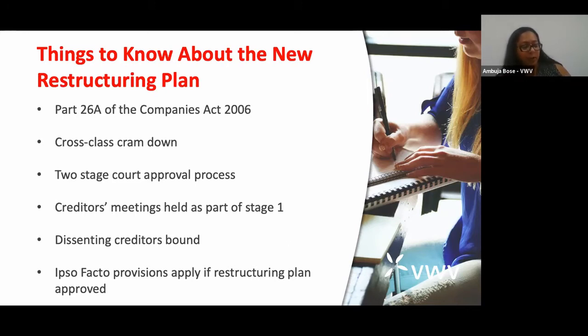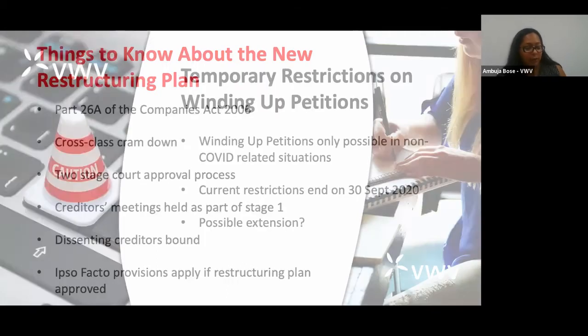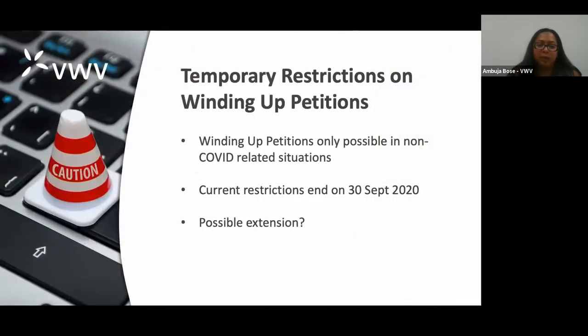The next thing I'm going to talk about is the temporary restriction on winding up petitions. This is obviously something which has had a big impact on the way in which suppliers can currently pursue debts and take enforcement action against creditors. It's one of the temporary provisions that's been introduced by CIGA, and it is currently due to end on the 30th of September. It is again one of the provisions that has retrospective effect.